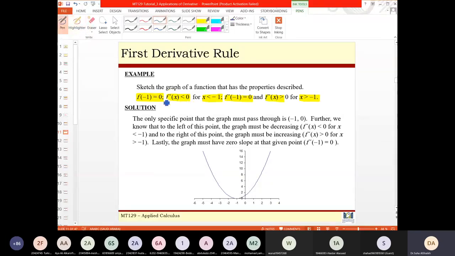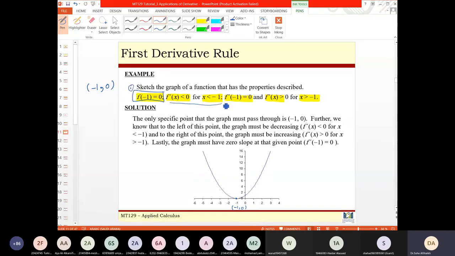Now the first thing they give me is that f at -1 is 0. It means the value of the function at -1 is 0. So I have a point which is -1 for x and 0 for y. Right? So I go and sketch the point -1 and 0. This is the point -1 and 0. So this is information number 1.